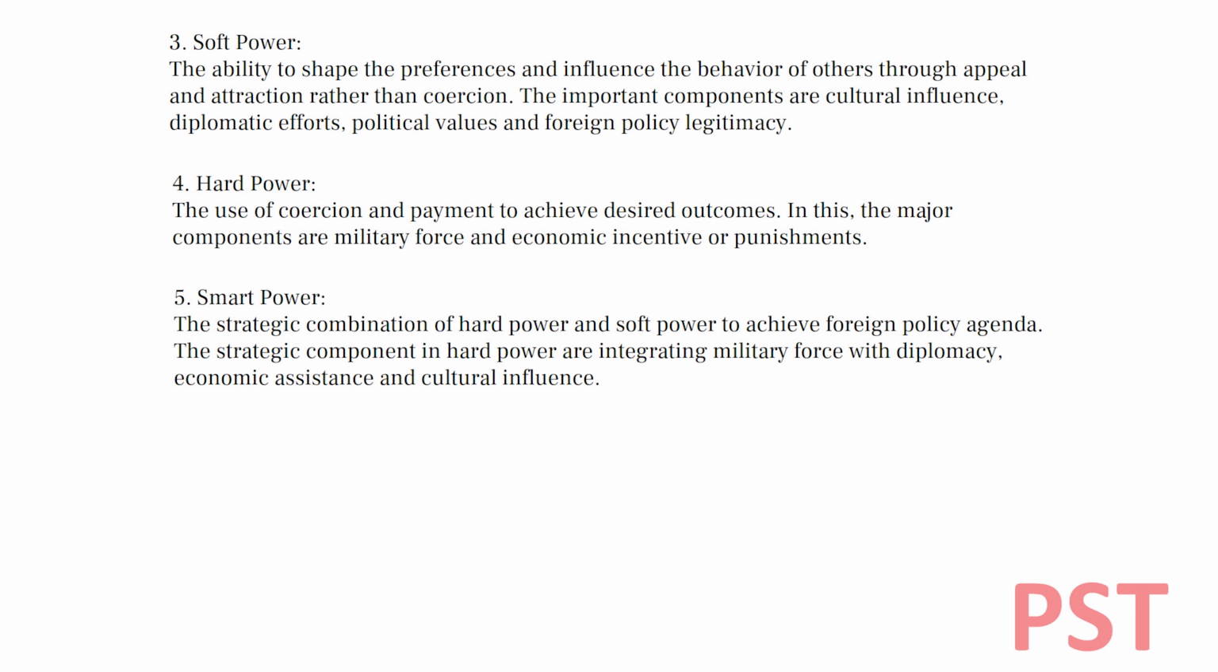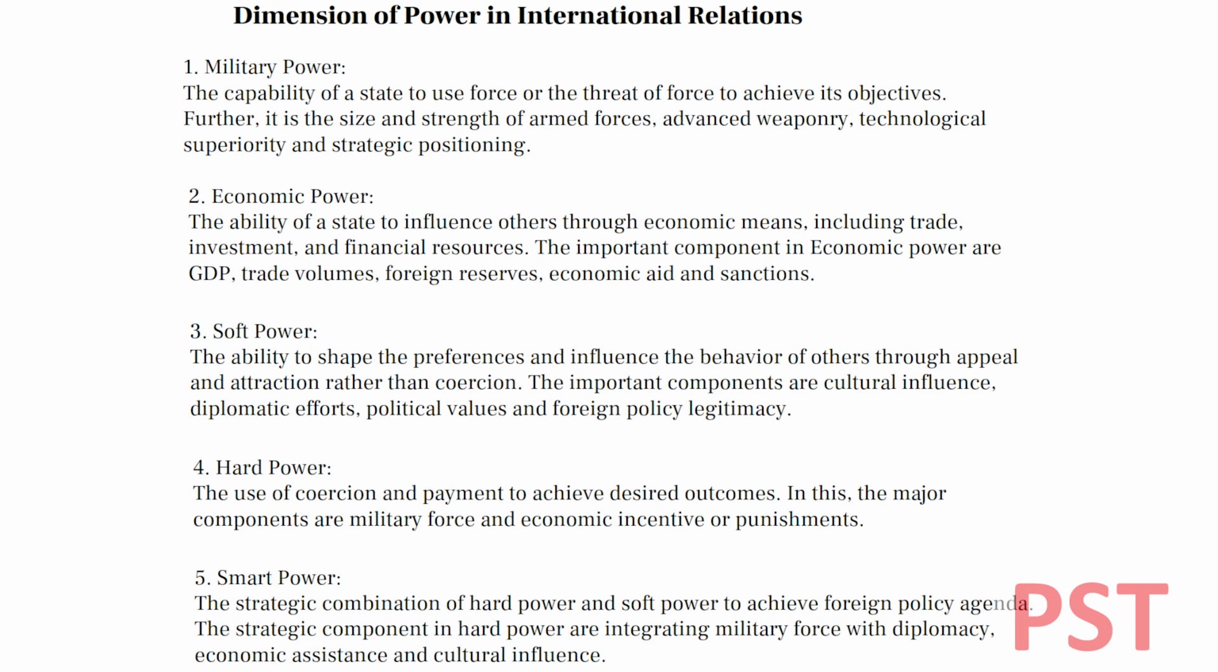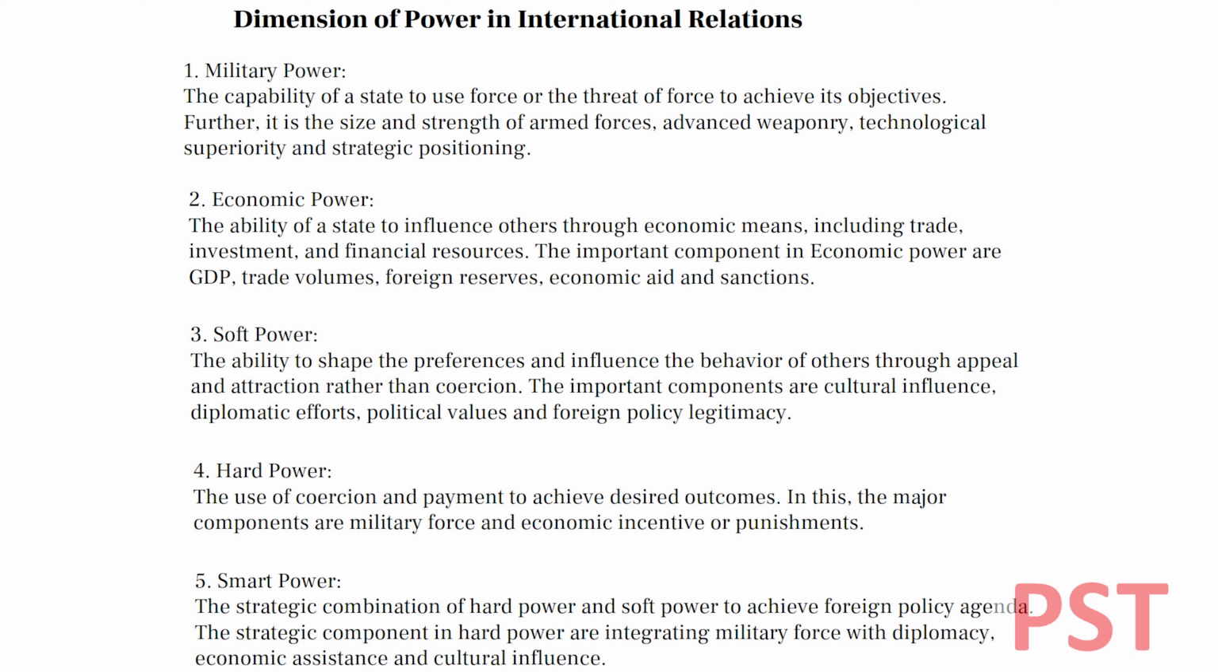Similarly, in its immediate neighborhood, China uses its military force, for example the way it has used it against Taiwan, or against India in Eastern Ladakh. So smart power is how you strategically combine your hard power and soft power to achieve your specific foreign policy agenda. And therefore, these are the important dimensions of power in international relations, in which every country makes the best use of what kind of power they possess.